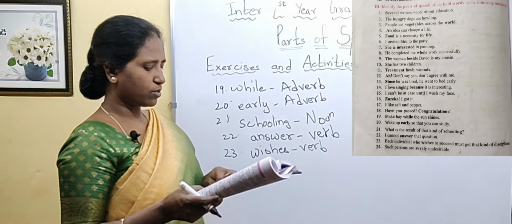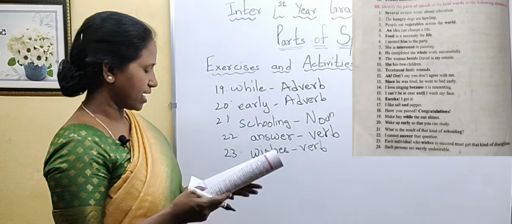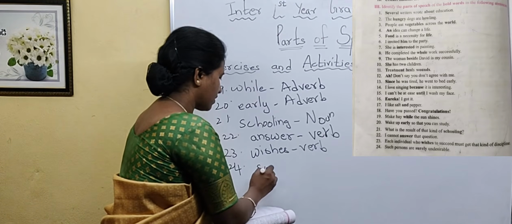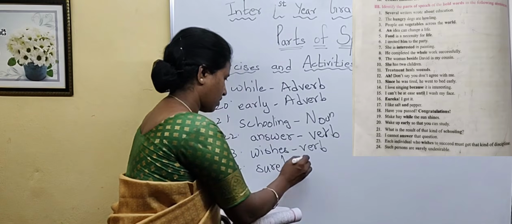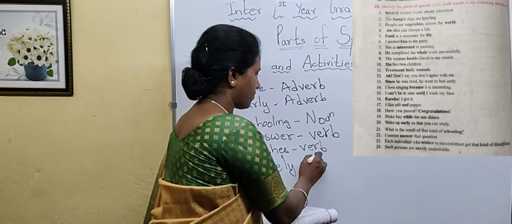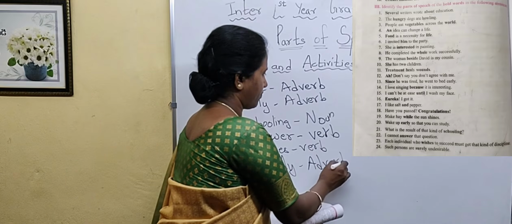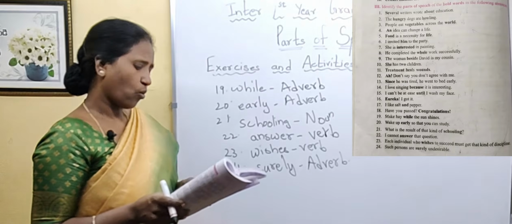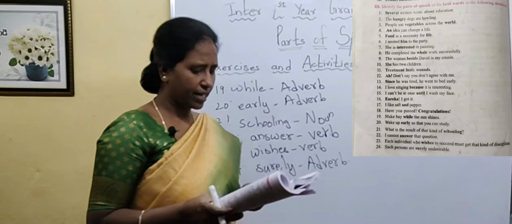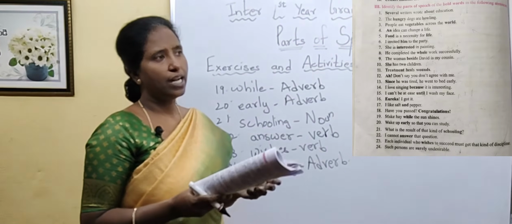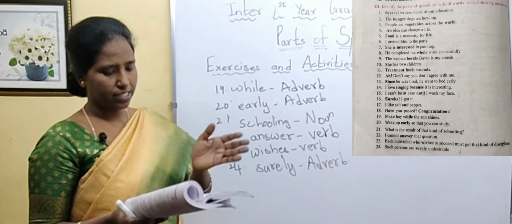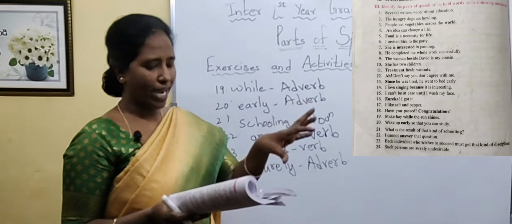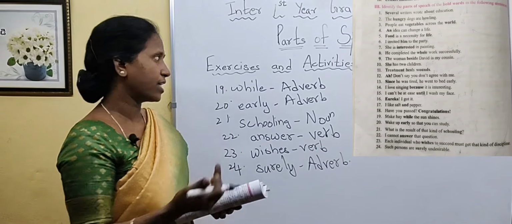And 24th, such persons are surely undesirable. Surely is an adverb. Okay, so with this word, while, you might get a doubt. Make hay while the sun shines. It is combining two sentences. Here the sun shines is one sentence and make hay is one sentence.